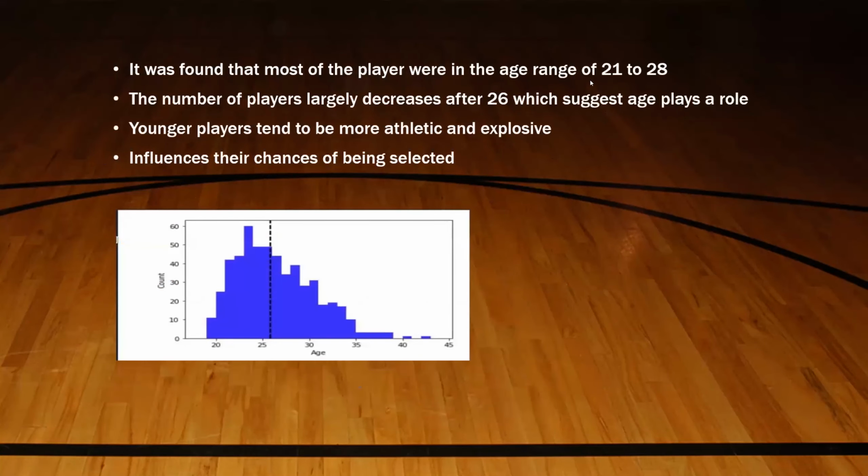It was also found that most of the players were in that particular range, 21 to 28. And I guess that stands to reason, because in the world of sports, as people get older, their bodies tend to deteriorate and fatigue starts setting in, and they aren't as effective as they would typically be when they were younger. So they found that the number of players largely decreased after 26. So age seemed to play a major role in determining what players were able to get selected for the All-Star game, and it significantly seemed to influence their chances of being picked.